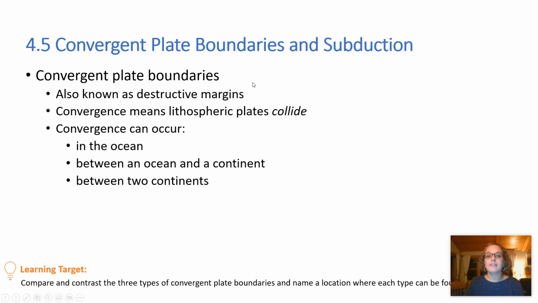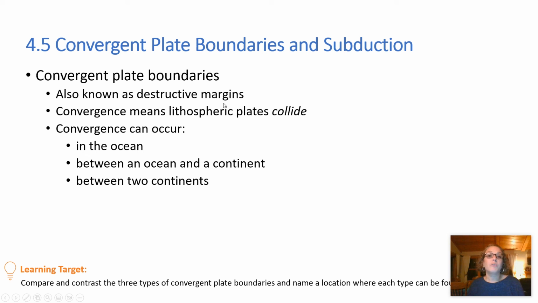Convergent plate boundaries and subduction are a little more involved. There are three different types of interactions that we can get when two plates are coming together, and that really depends on what types of plates are coming together. So we have continents that can come together. We have an ocean that can come together with another ocean plate, or continent coming together with an ocean plate.